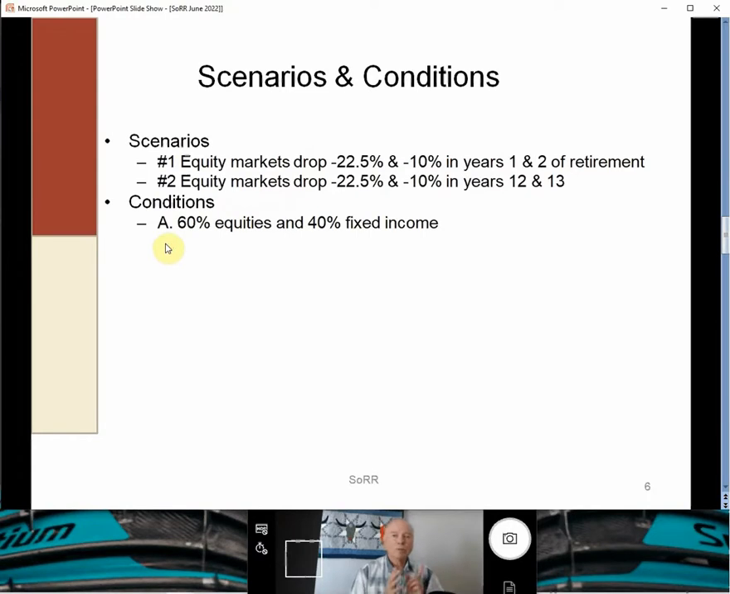Scenarios and conditions. So as I mentioned, I have 2 scenarios. The first features equity markets dropping 22.5% and 10% in years 1 and 2 of retirement. The second scenario changes the timing of those same drops to years 12 and 13. The conditions, simply stated, I'm looking at portfolios that are comprised of 60% equities and 40% fixed income. I could do a lot of conditions, and I have when playing with my model, but for this presentation, I want to keep it basic and simple, just so that I can illustrate the points with respect to sequence of returns risk.